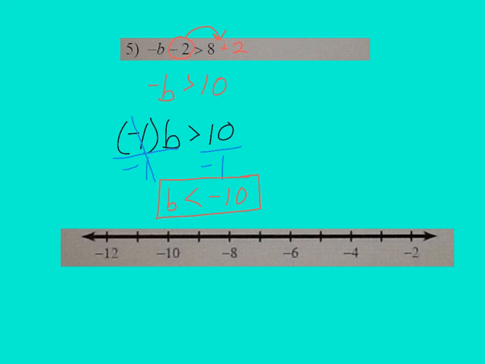So I'm going to -10. I'm going to put my circle. There is no equal sign, so we're not going to fill this one in. And we want the numbers that are less than -10. Let's do a test point again. I will test -6. Is -6 less than -10? Well, that's not right. That doesn't work. -6 is actually greater than -10. So I'm going to shade the other way. So I have to shade to the left.